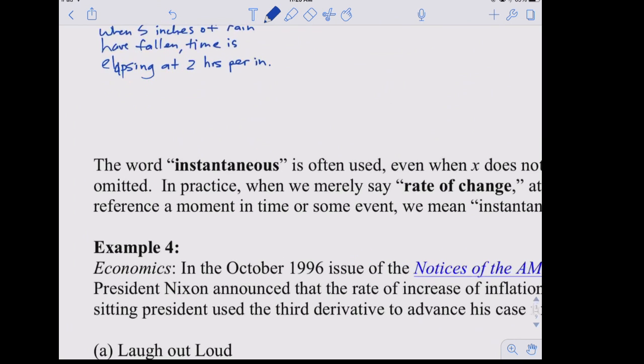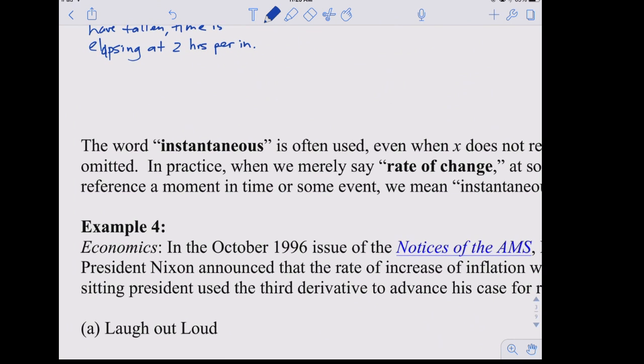All right, so the word instantaneous, we usually don't say what's the instantaneous rate of change at a moment of time. If we just say what is the rate of change at, and we reference a single moment of time, a single x value, of course that means at that moment, at that instant. So you're not always going to see the word instantaneous.